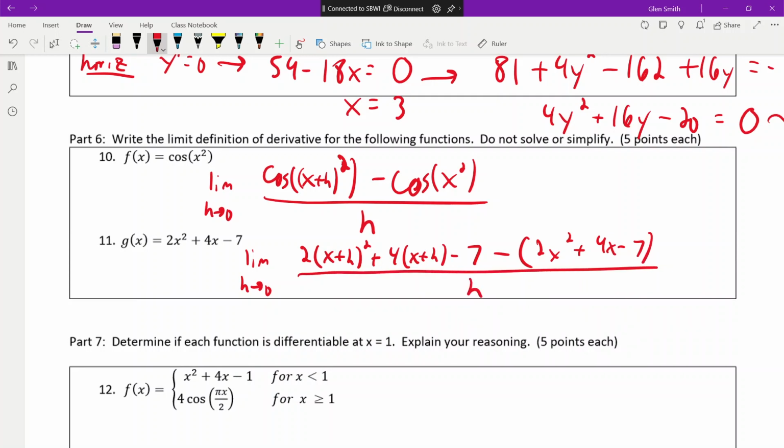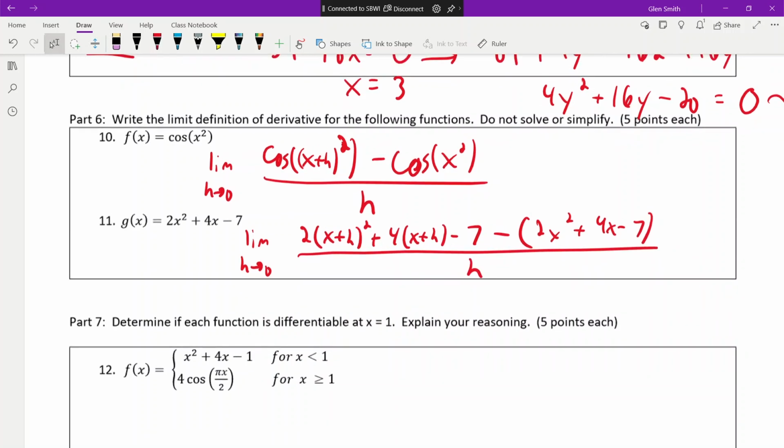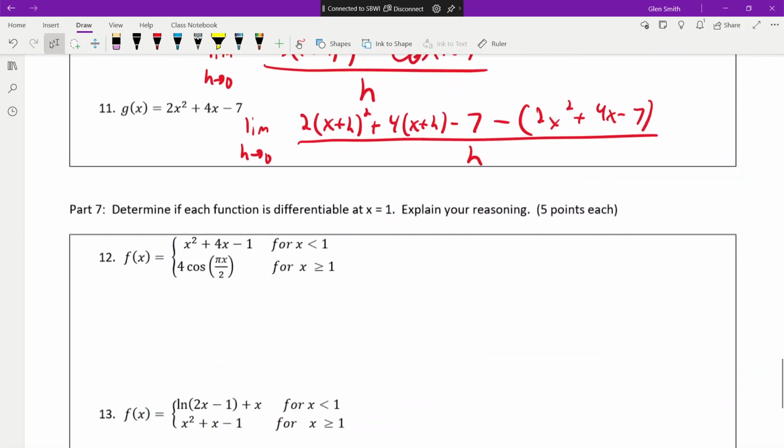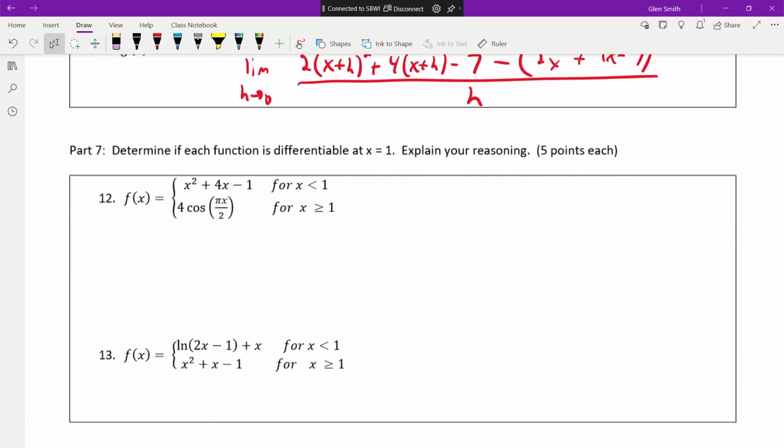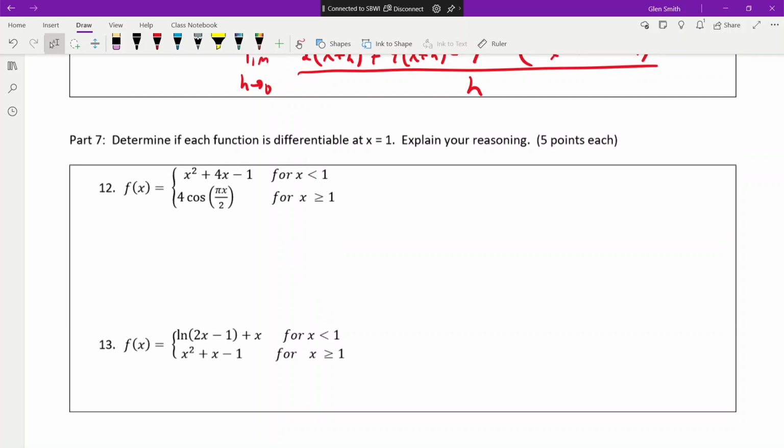This one. All the x's become x plus h's. We've done this a bunch. Minus, in parentheses, f of x, all over h. That's all we're looking for on those.